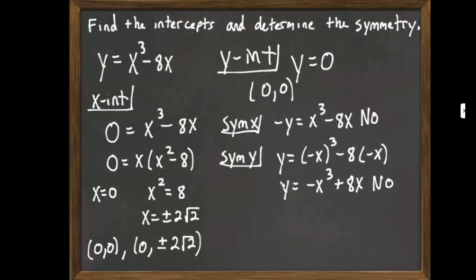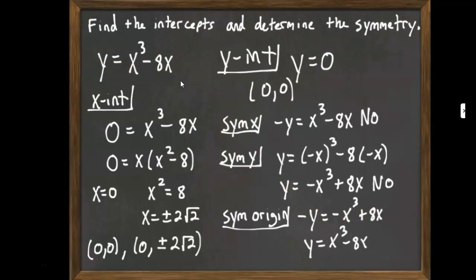The last one we need to check is symmetry about the origin. We can leverage what we've just done, combining our symmetry about the x and symmetry about the y, because for symmetry about the origin, we replace both x and y with their negatives. That would give me negative y equals negative x cubed plus 8x. This time we can multiply by a negative, and it will fix everything because everything is the opposite. And so yes, we do have symmetry about the origin.